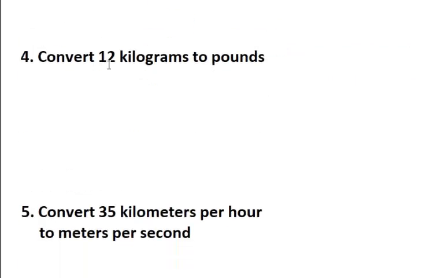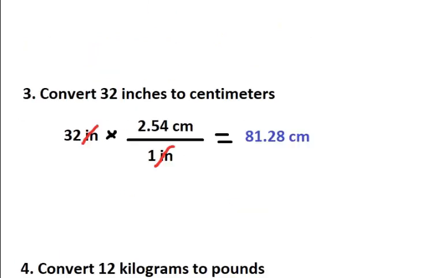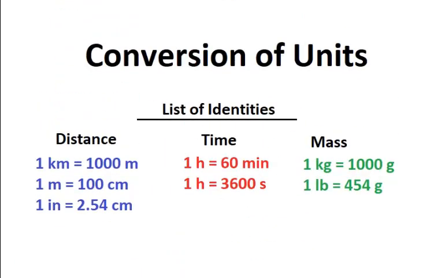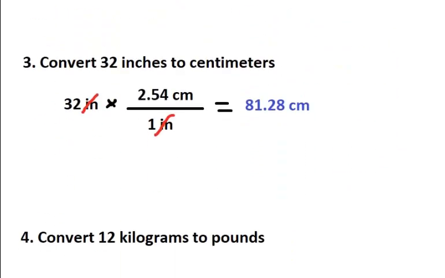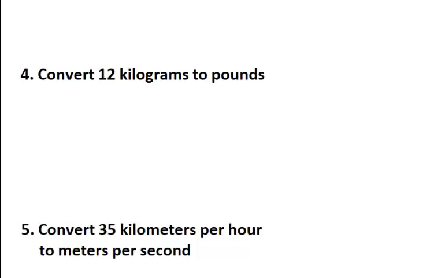Next one, convert 12 kilograms to pounds. Okay, we don't have an identity here that relates kilograms and pounds. We only have one that relates kilograms and grams, and then one that relates pounds and grams. So we're going to convert from kilograms to grams, and then from those grams we're going to convert them to pounds, and that's how we're going to find the answer. We're going to use two identities. That means we're going to multiply with two fractions. So let's see how to do that.